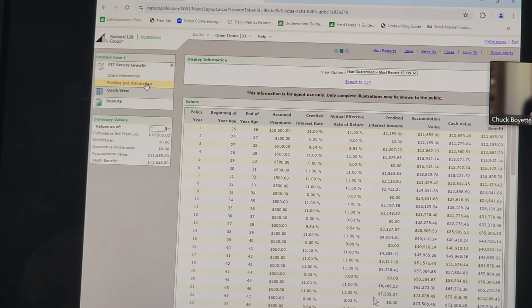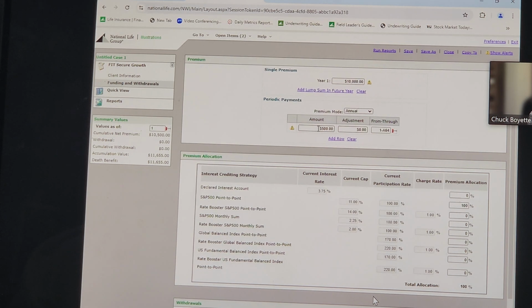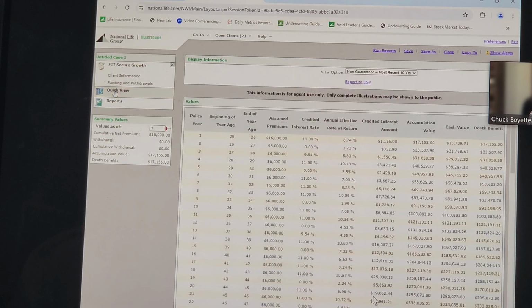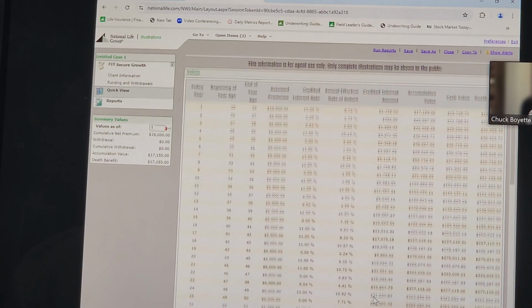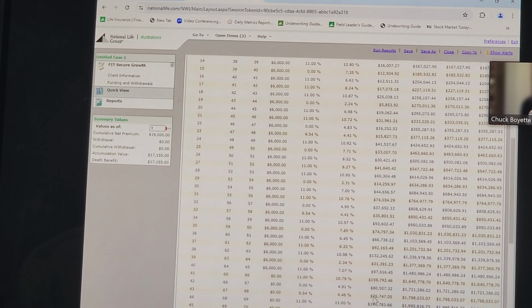Oh, let me go back. I made a mistake. So I'm glad I made a mistake because it's easy to do. So I said she's doing $500 a month, but I left it on annual premium. Just make sure you have it right. So $500 a month now, and then let's go to quick view. Okay, so now she has her $10,000 that she's putting in as a lump sum, $500 a month, and she's going to contribute all the way till she's 65 and retires.